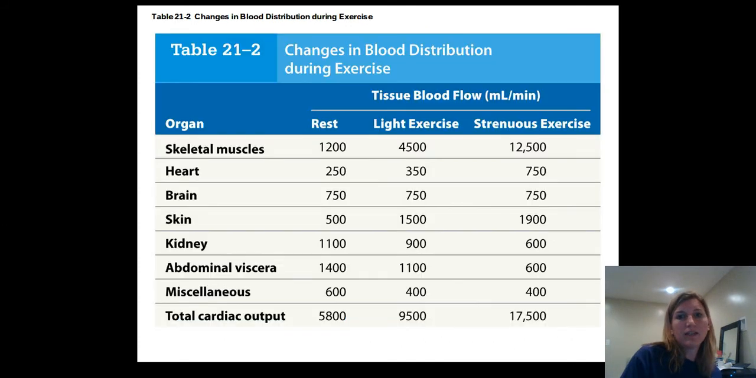Here you can see how the blood flow changes to different organs during light exercise and strenuous exercise. So just look at rest, for example, milliliters per minute, 1,200. During light exercise, it goes up a little bit. During strenuous exercise, it goes up 3 times, or pretty much 12 times, its resting rate. But look at the brain, 750, 750, 750. Increase to the heart, yes, because the heart has to pump faster.